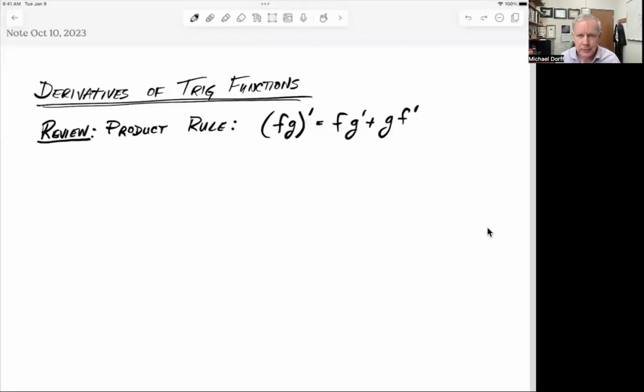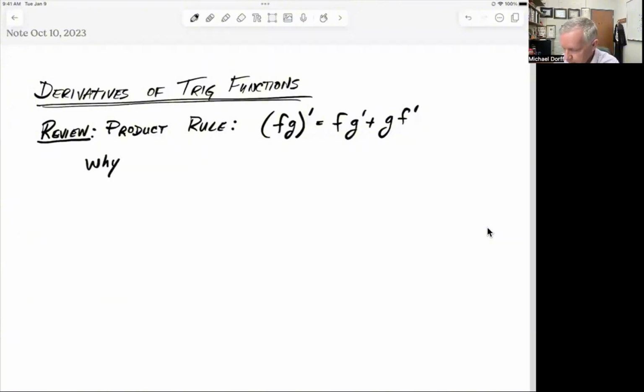Today we're going to talk about the derivative of trig functions. Before we do that, let's do a quick review of the product rule. The product rule says that if I have two functions that are both differentiable, f times g, and I take their derivative, we get f times the derivative of g plus g times the derivative of f.